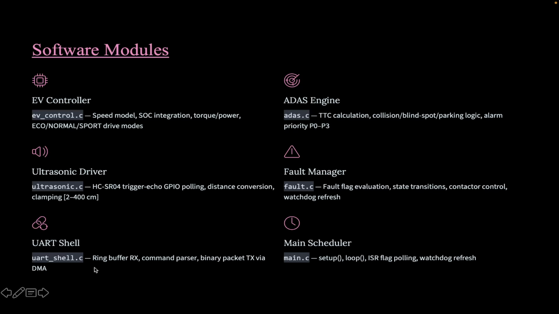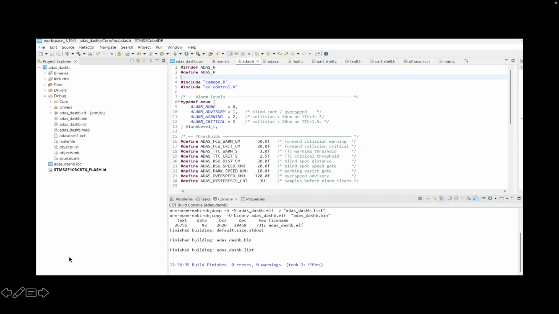Next is fault. Fault.c is for fault managing. It watches if there is any danger and it forces the state into the fault. It also manages the timer. Watchdog is the type of timer. Next is UART shell. This is where, as I mentioned, we put in the command for forcing it back from fault to the parked state. You have to put in the command in the UART_shell.c.